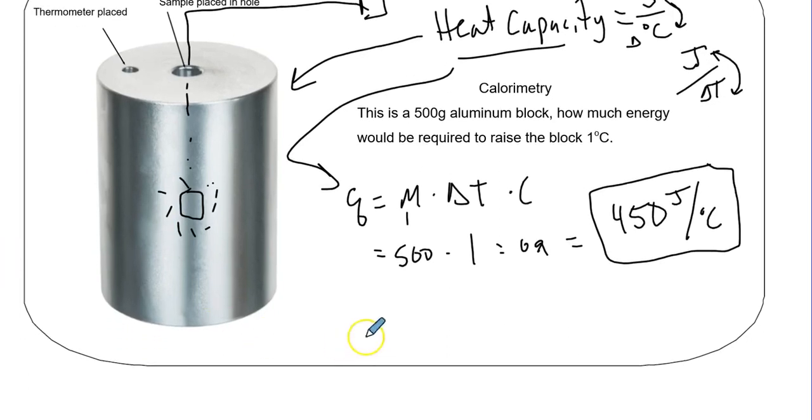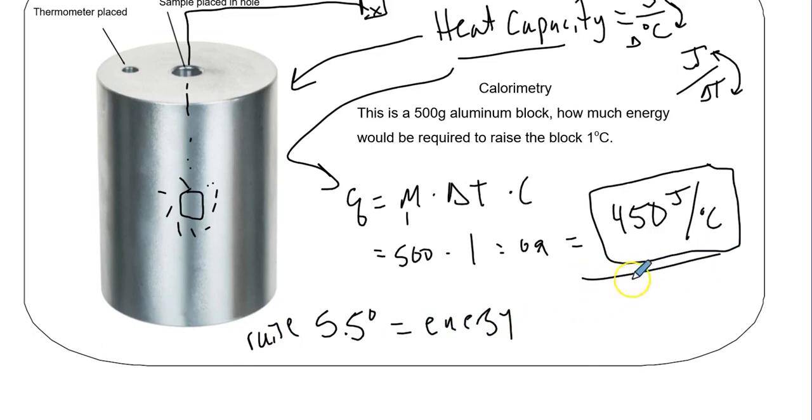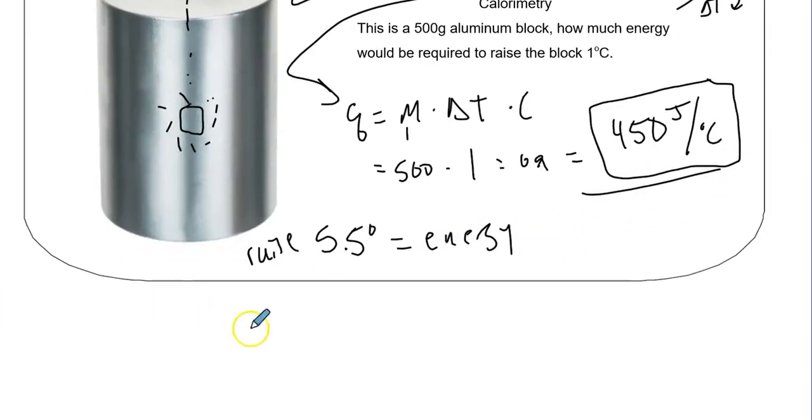So one of the more common questions is that you drop substance X into this thing and it raises 5.5 degrees. Okay? How much energy was released? That's where this comes in. Now it's a simple little conversion. It's 5.5 degrees, and we want to get rid of degrees Celsius and go to joules. 1 degree is 450 joules, and therefore it's just 450 times 5.5, and that answer would be 2475 joules.